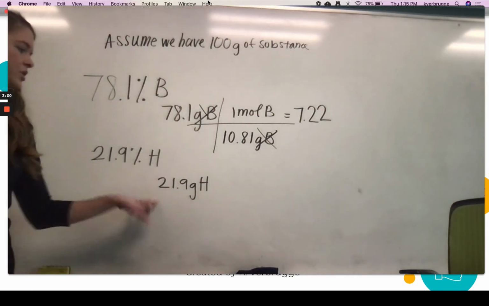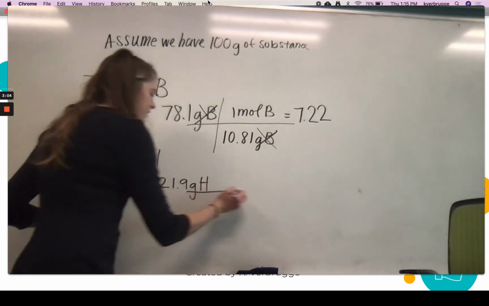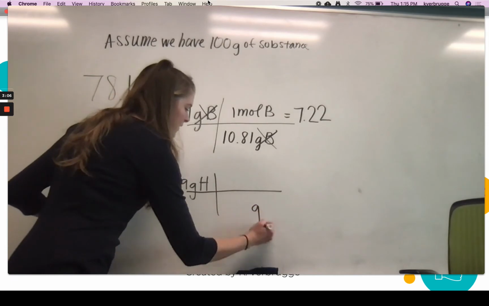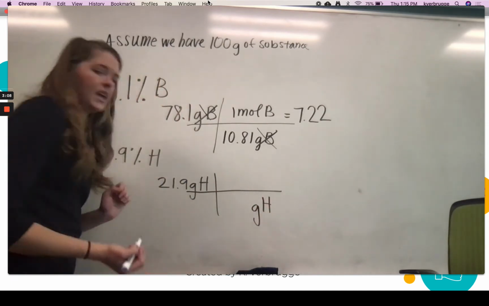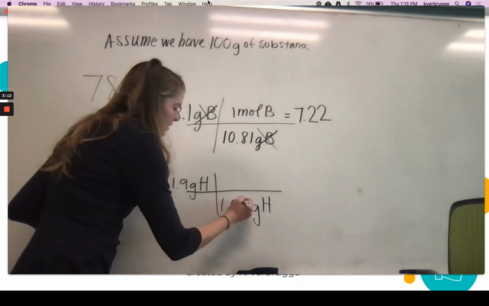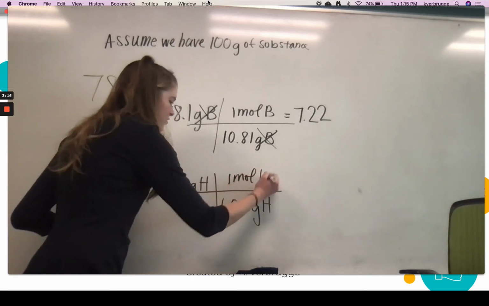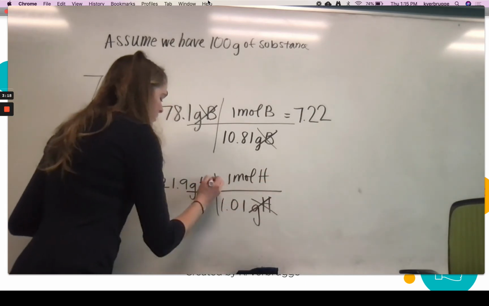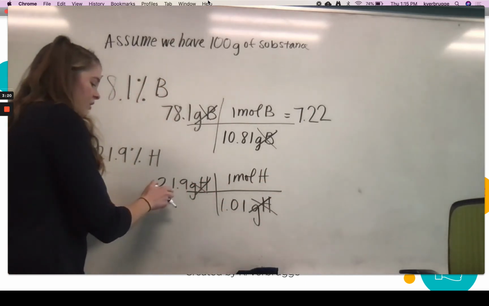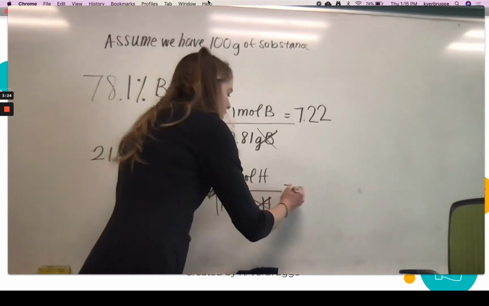Let's go down to our hydrogen and turn that into moles as well. We're going to do this the same way. Our grams of hydrogen are going to go on the bottom, and to find that number, I am going to look at the periodic table. My atomic weight of hydrogen is 1.01 grams, and that's equivalent to 1 mole of hydrogen. Cancel out my grams unit. Do some simple dividing. 21.9 divided by 1.01 will give me 21.7.